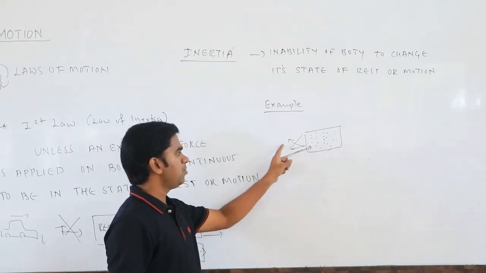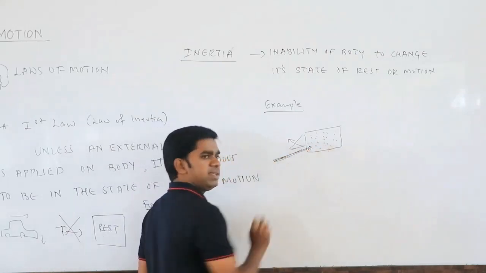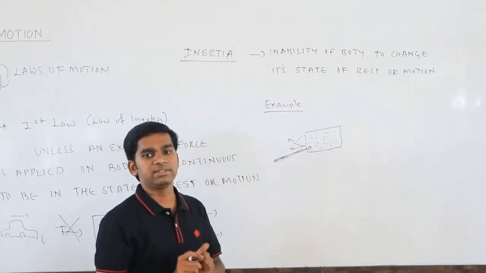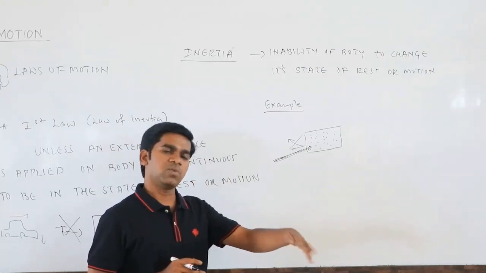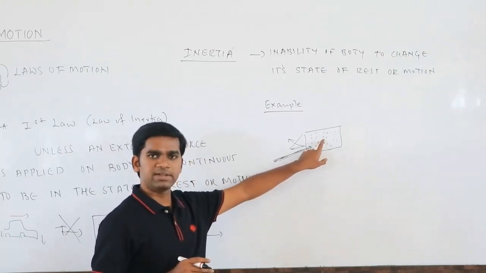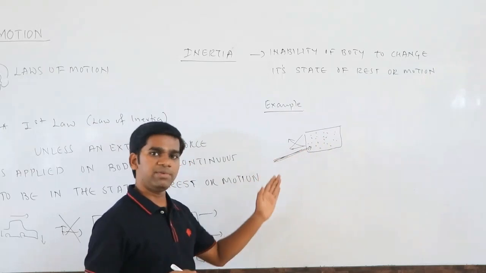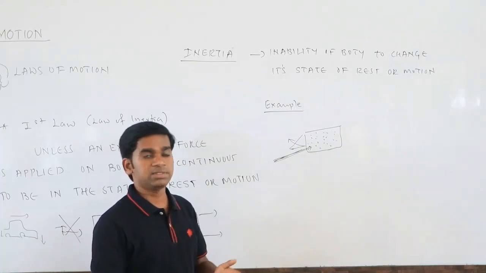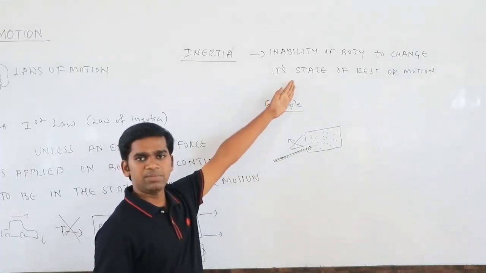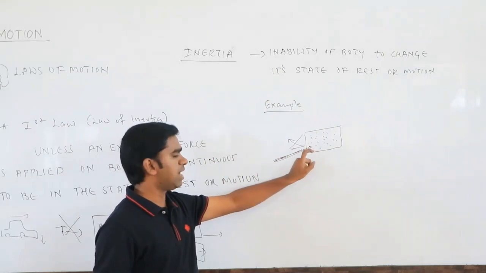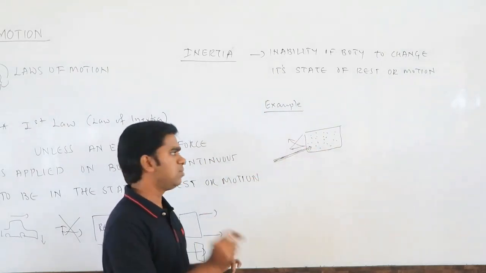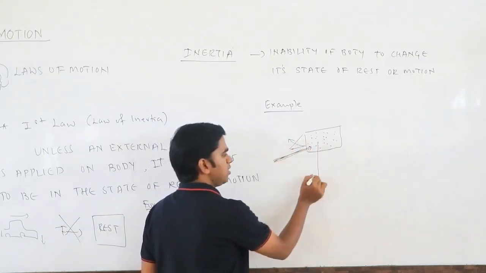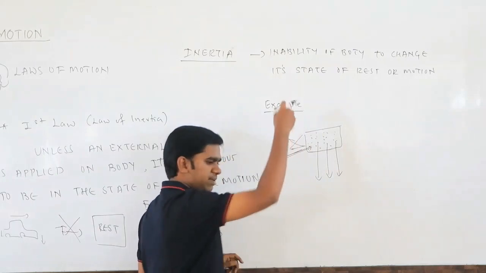When the mat moves from here to here, these dust particles are going to be in the state of rest, because you are not applying force on dust particles. You are applying force on the mat. So the mat will move. Then what about the dust particles? They don't change their state of rest because of their inability. Unless you apply force on them, they will not change. You are applying force on the mat, so the mat will move and they remain there only. When the mat goes to this side, these dust particles just fall down.